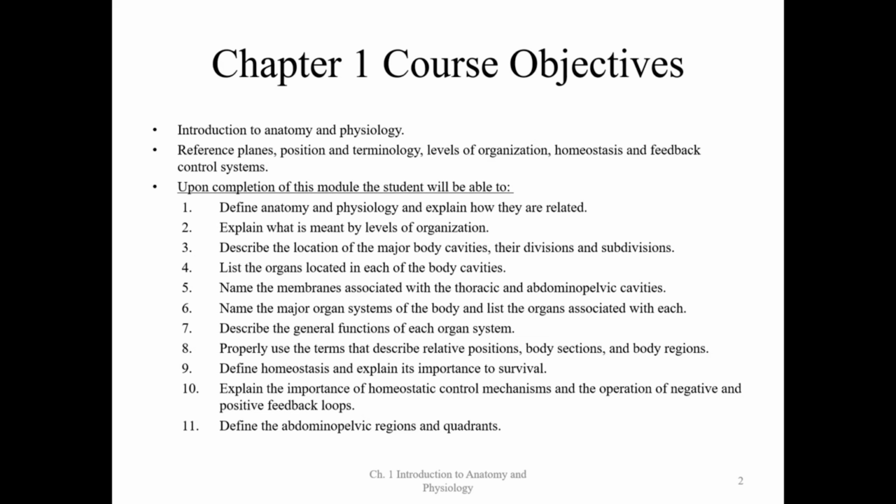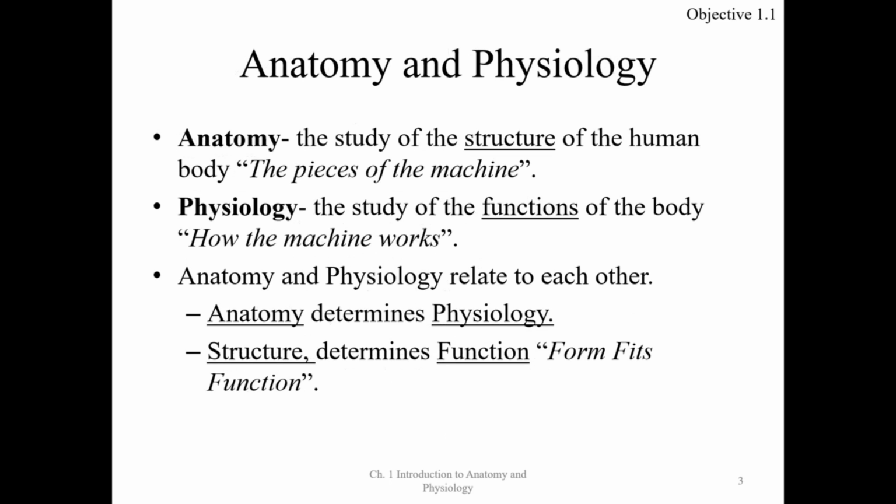Now, the idea is, as we run through it, please note that you can use this as a checklist, kind of like a study guide: can you verbally actually do these objectives? Can you define abdominopelvic regions and quadrants? Can you explain the importance of homeostatic control mechanisms and the operation of negative and positive feedback loops? Can you explain homeostasis? Things like that, okay?